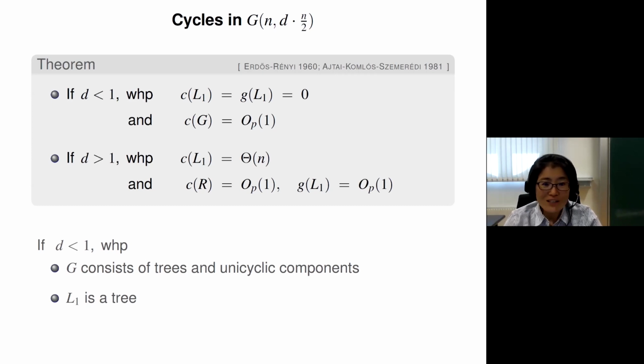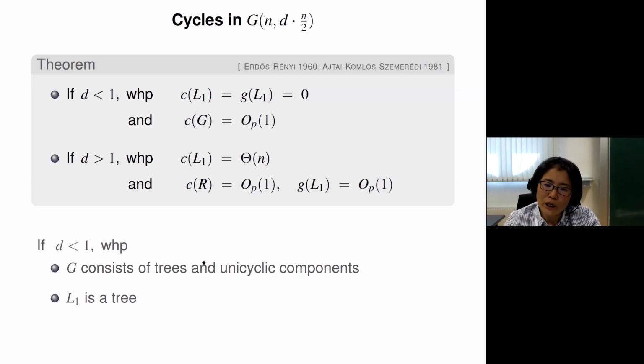Having said that, of course, for a tree the circumference is 0. Girth is also 0, right? A tree doesn't have any cycle. On the other hand, we know that G contains unicyclic components. How long can they be? Indeed, they are of constant order. Not a very difficult computation.